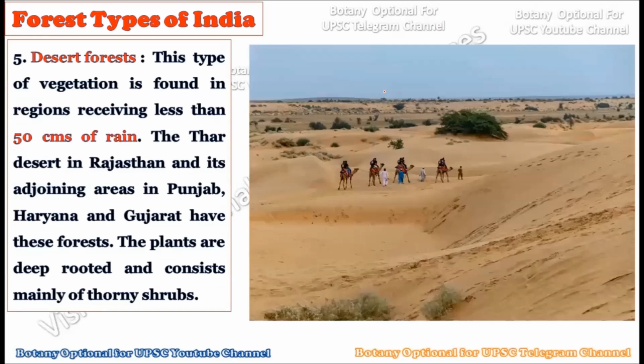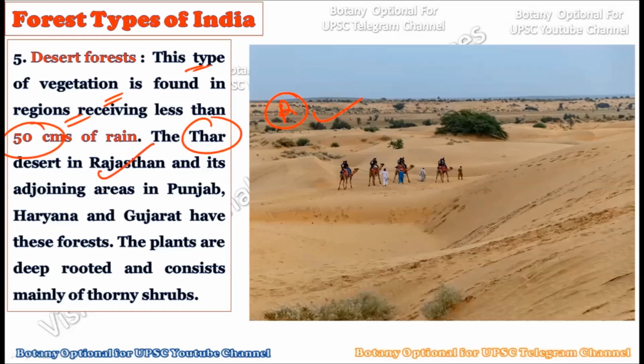Then in the fifth type, we have the desert forest in India as well. Now, some portion of India comes under the desert, okay? And when we say desert, the first state that comes to our mind is Rajasthan, okay? But actually, this Thar desert is spread to other states as well. Now, see, this type of vegetation is found in regions where there is less than 50 centimeters of rain, okay? Again, rainwater, which is a major abiotic factor in deciding the vegetation in any area, plays a major role in creating deserts as well, because not much rainfall is received throughout the year, and that is why the desert is created.